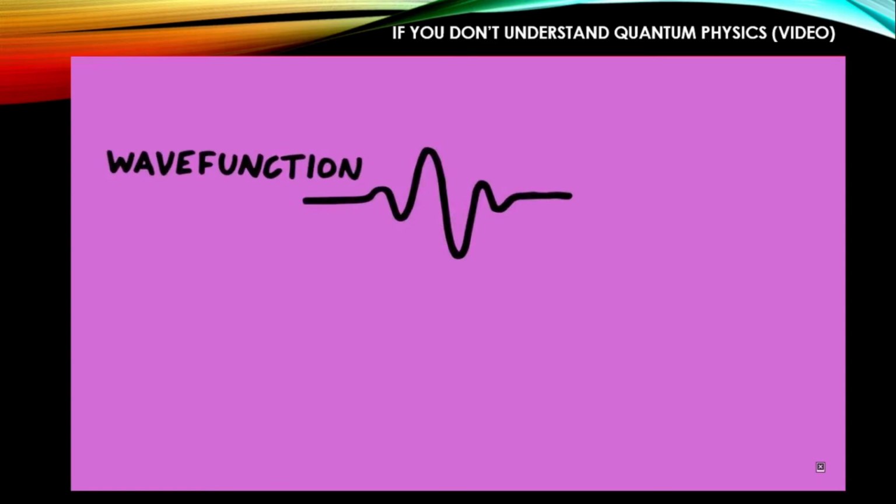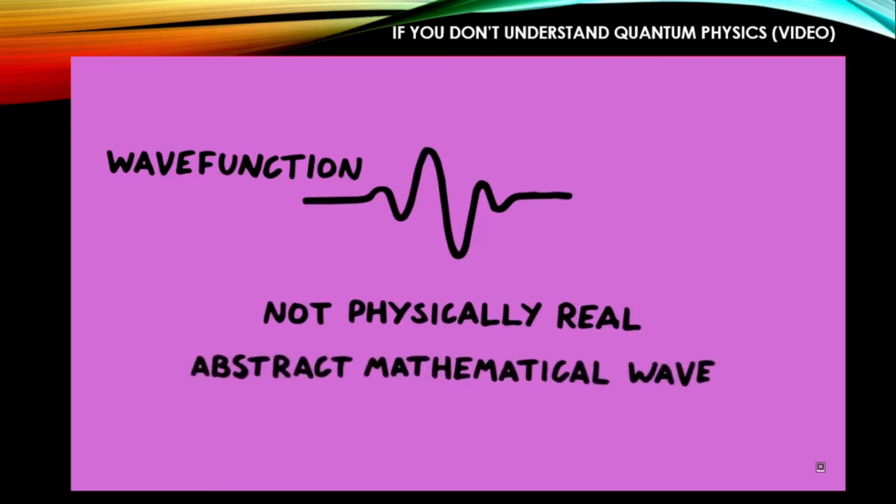But this wave function isn't a real physical wave like a wave on water or a sound wave. A quantum wave is an abstract mathematical description. To get the real world properties like position or momentum of an electron, we have to do mathematical operations on this wave function.